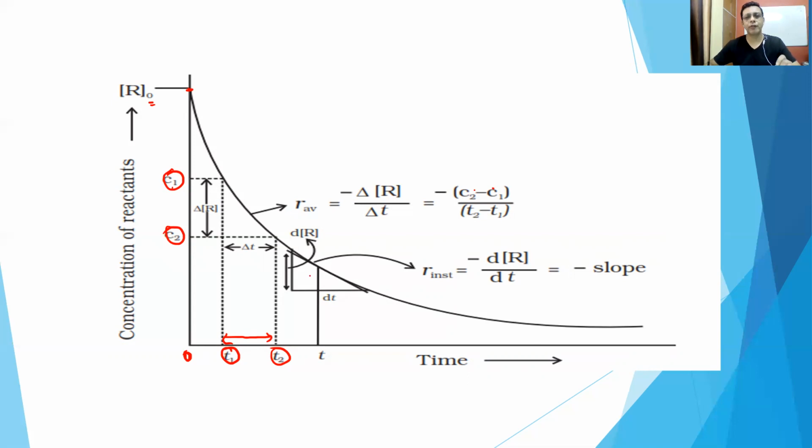Now, if you want to know the speed at a particular time t, that is the instantaneous speed at that particular time, you have to draw a tangent here, and from the tangent we can get the speed at that particular time, which is minus dR by dt, where this dR and dt are infinitesimally small changes, which is the same as the slope of the plot. So the slope at any point in the curve, suppose here, here, or here, when you draw a slope, that gives the instantaneous speed of the reaction.